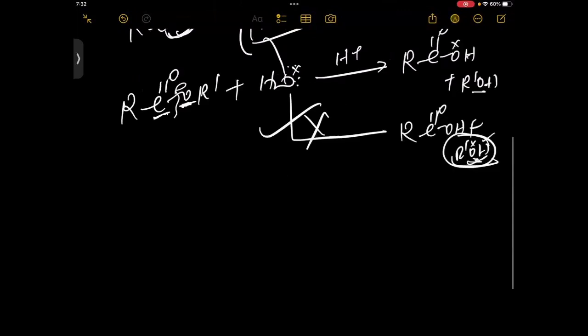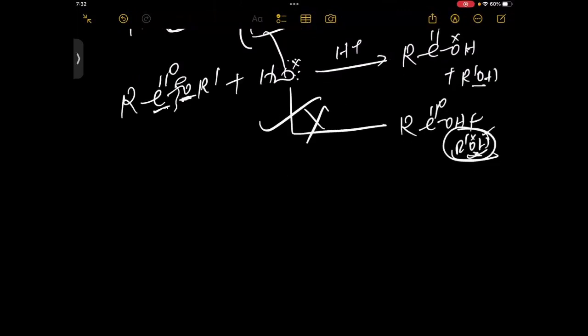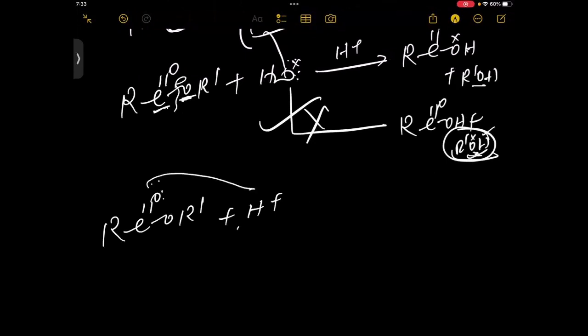Now understand the mechanism step by step. See here, when we take the ester RC double bond OR dash, first we take the H acid. There is a lone pair of electrons on the oxygen that attracts the proton. This proton is attracted by the oxygen, and then what will happen? Here is R C double bond OH, positive, and the OR dash.